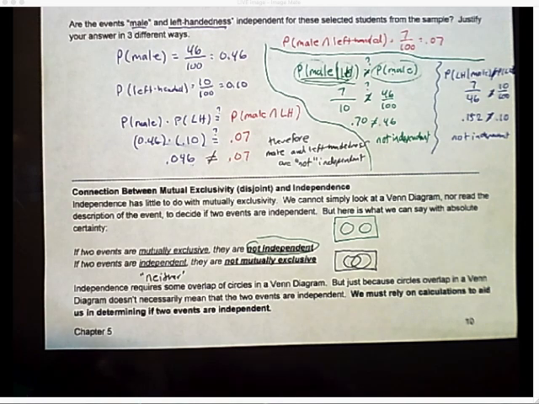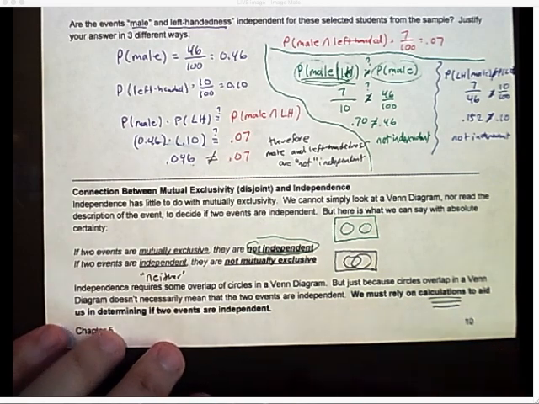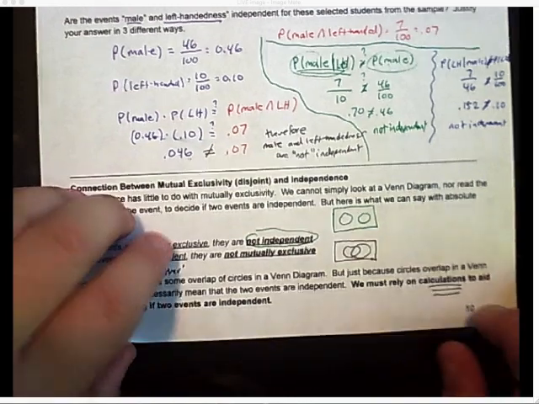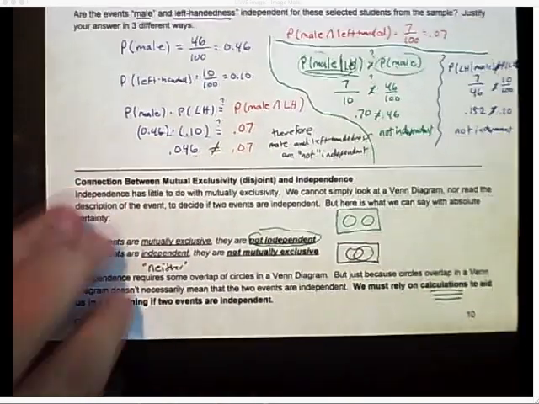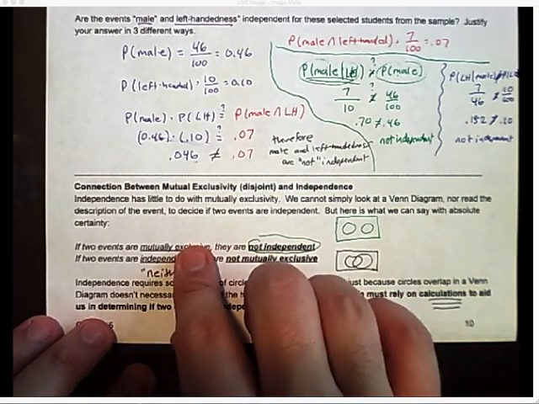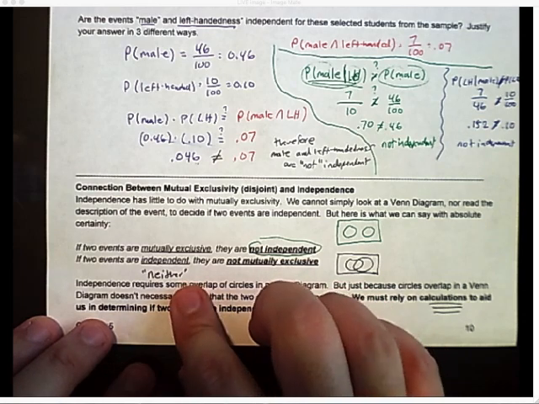The only way we can figure out if 2 events are independent is if we do the calculations. We have to do the calculations. Very, very important. So they can't be both. They can be mutually exclusive, or independent, or neither. They cannot ever be both.